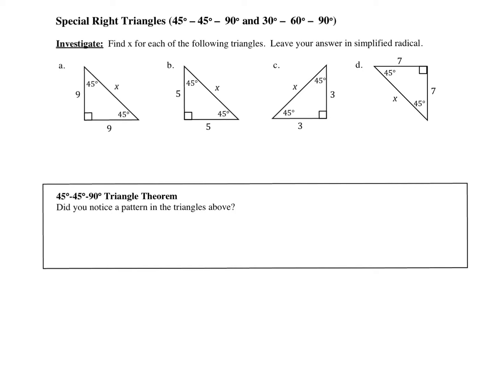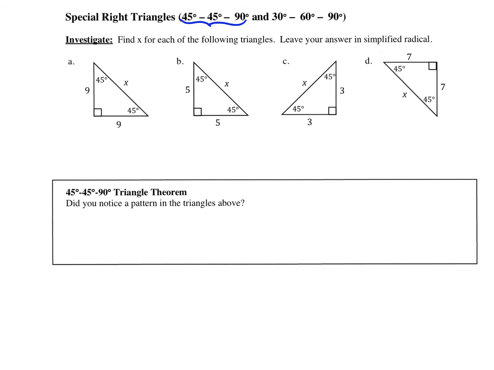Hey guys, we're going to be working on 45-45-90 triangles today. You'll use these a lot in pre-calculus and trigonometry as you go forward. So first of all, the 45-45-90 is referring to the degrees in the triangle.